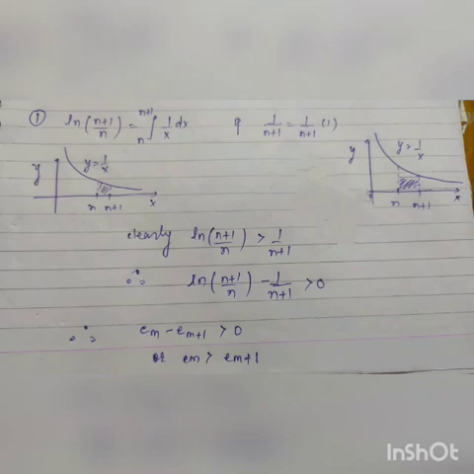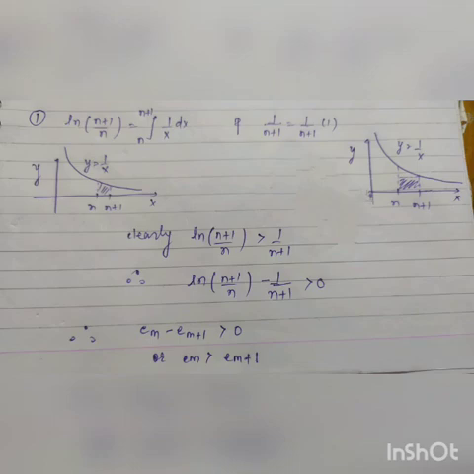So again, the triangular area is increased in the term log of (n+1)/n. So we can say that log of (n+1)/n is greater than 1/(n+1), and hence log of (n+1)/n minus 1/(n+1) is a positive term, and hence Em is greater than Em+1. This was our first method. Now let us begin with our second method.